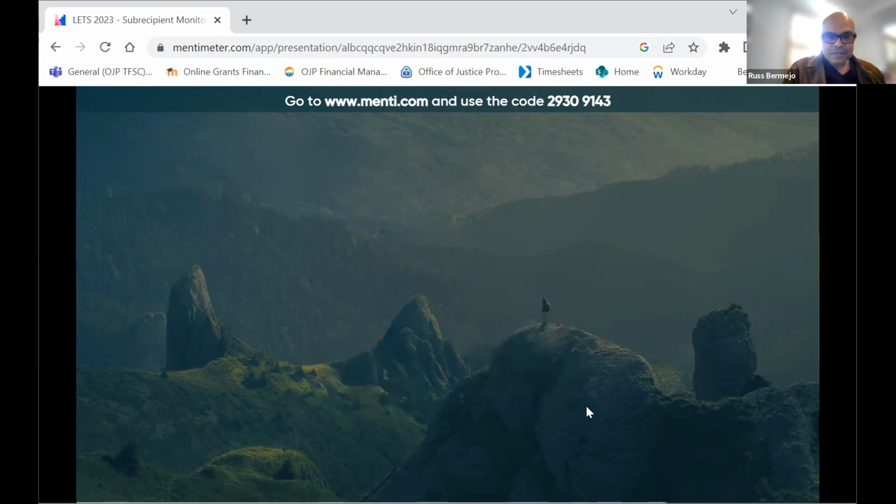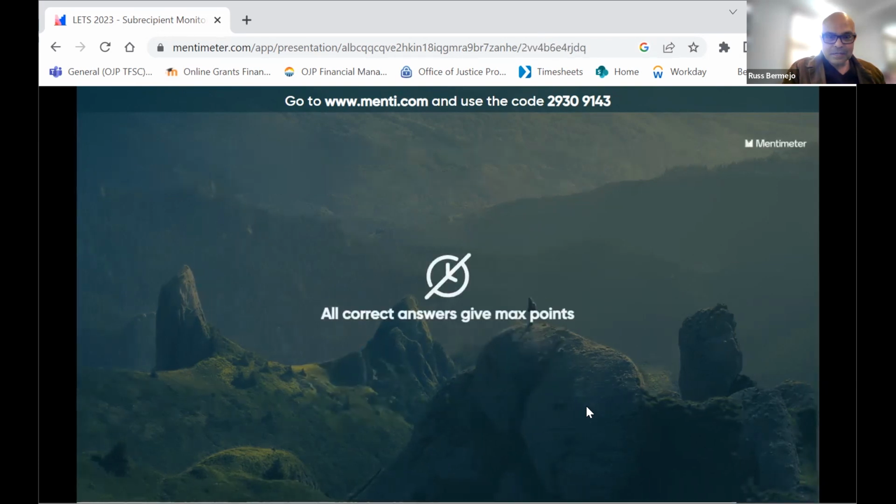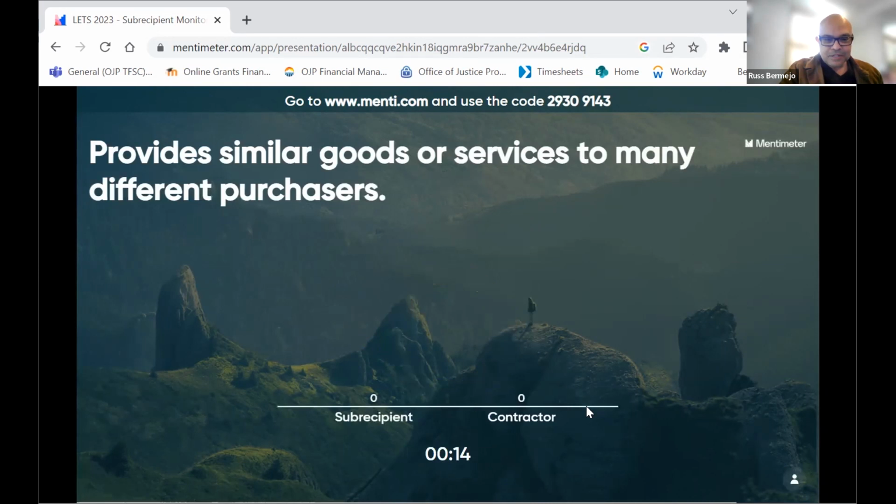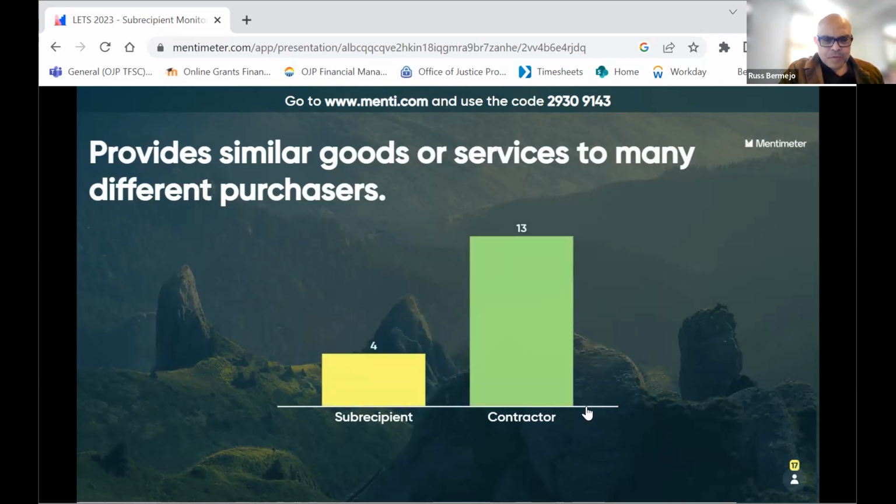We might have one more. Provides similar goods or services to many different purchasers. Subrecipient or contractor? Here we go. Okay, again, great job. Contractor.